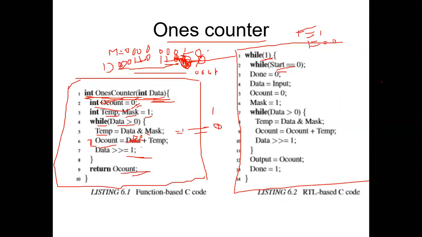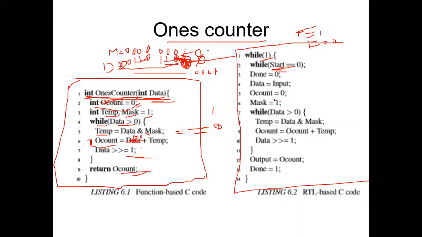We are continuously checking for the input, and whenever the input is available, it should work according to the input. That's why we have a continuous loop, continuously checking. Here we have introduced an additional control signal, start. Start is a control signal. Whenever this start is 1, then only we need to execute this particular code.